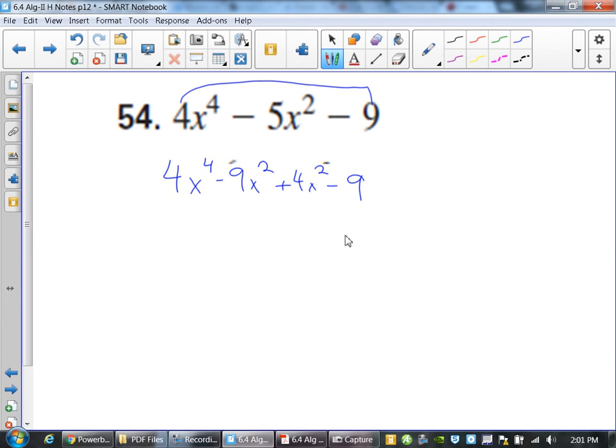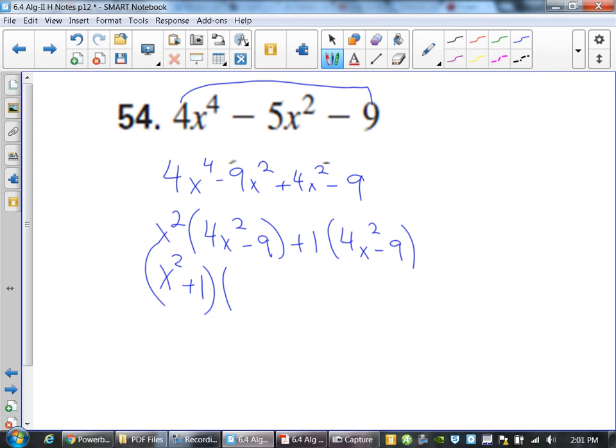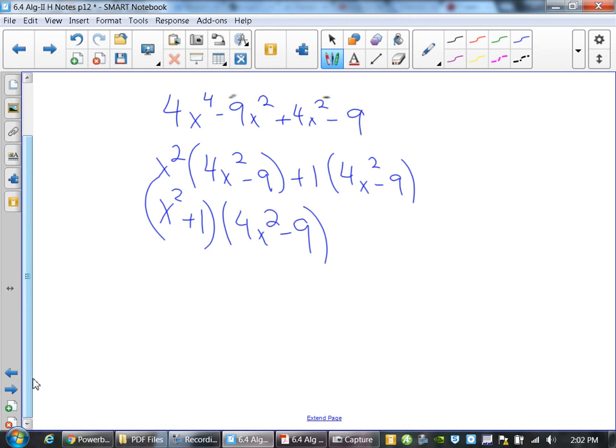And now you're going to do your GCFs. You get x squared times 4x squared minus 9, plus 1 times 4x squared minus 9. X squared plus 1 and 4x squared minus 9. Can I go any further? Yes. Which one? 4x squared minus 9. So I go further on that one. I get 2x minus 3 and 2x plus 3.